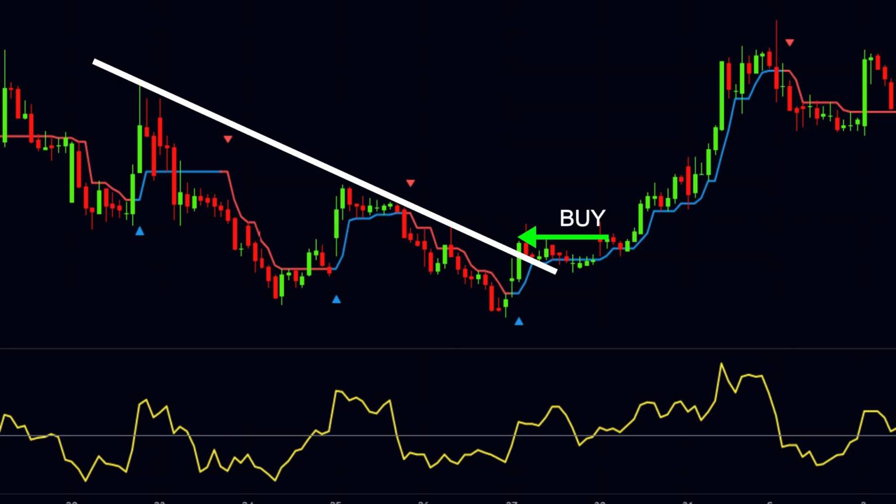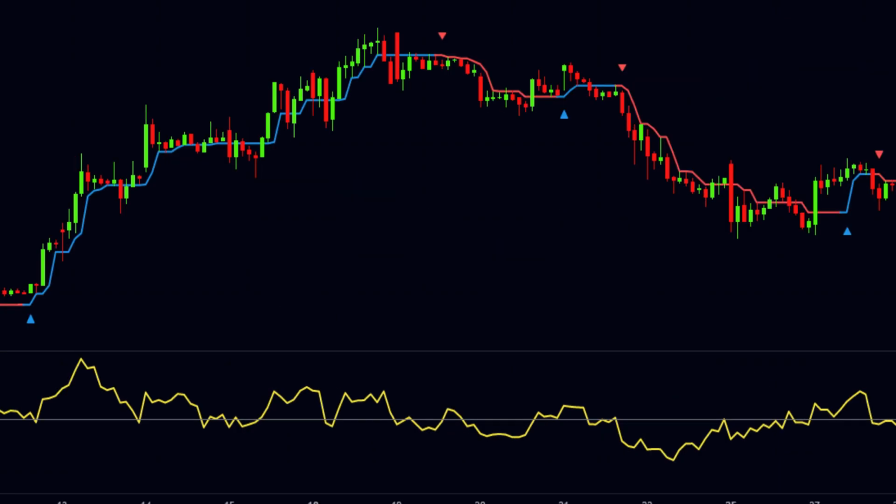So, we will buy at the high of this candle. Our stop loss should be below the low of this candle, and we can exit where the halftrend becomes red. You can see, after our buy entry, the price nicely moved in the upward direction. Let us see an example for the sell setup.